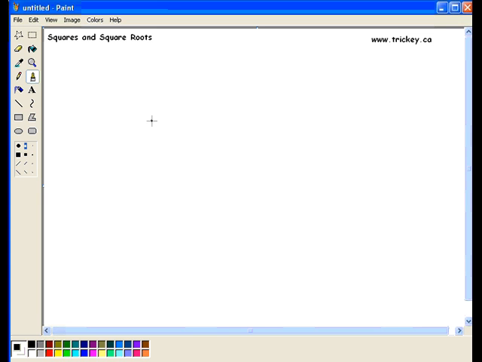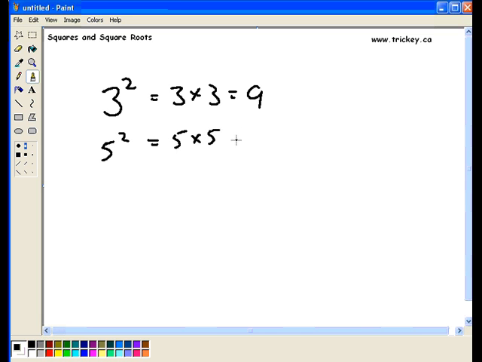Alright, let's look at squares and square roots. Squares are just exponents, right? And you're probably familiar with them already. A square would be any exponent to the second power, right? And we know that when we're dealing with squares, we're looking at multiplying the base by itself 2 times. So 3 squared is not 3 times 2, but 3 times itself twice, which is 9. Right? Now 5 squared would be 5 times itself twice, which would be 25.